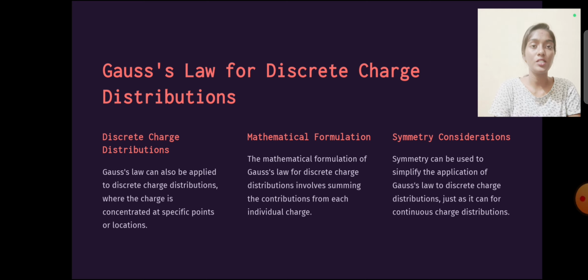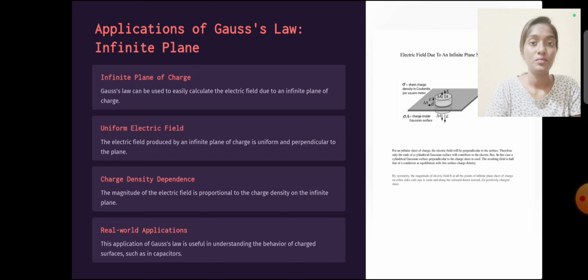Gauss law for discrete charge distributions. Discrete charge distributions. Gauss law can also be applied to discrete charge distributions where the charge is concentrated at specific points or locations. Mathematical formulation. The mathematical formulation of Gauss law for discrete charge distributions involves summing the contributions from each individual charge. Symmetry considerations. Symmetry can be used to simplify the application of Gauss law to discrete charge distributions just as it can for continuous charge distributions.